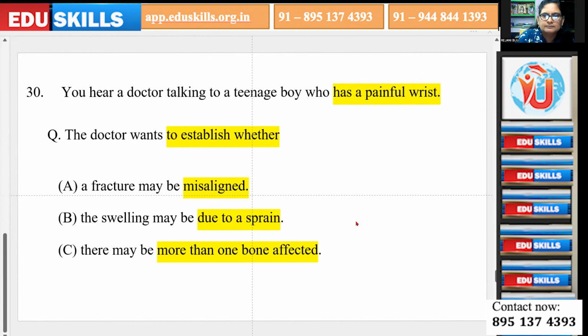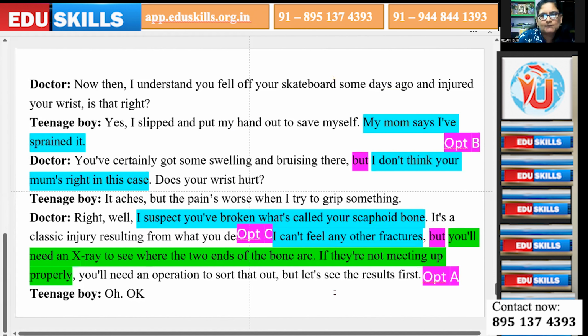Option A, ma'am. You have to explain why you chose A. Both the bones are maybe misplaced. Yes, she's using misalignment in another way, misplaced. One option was sprain.